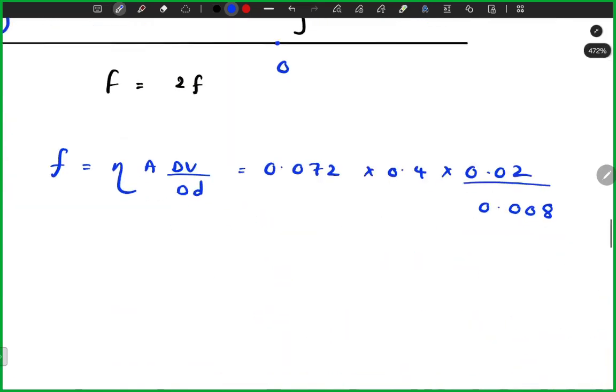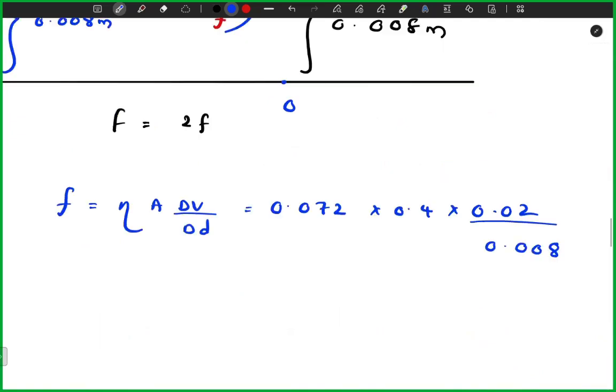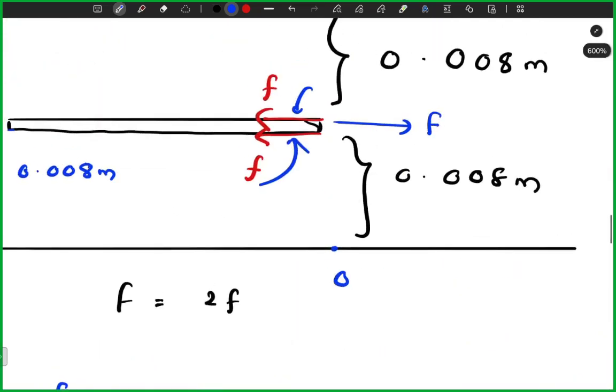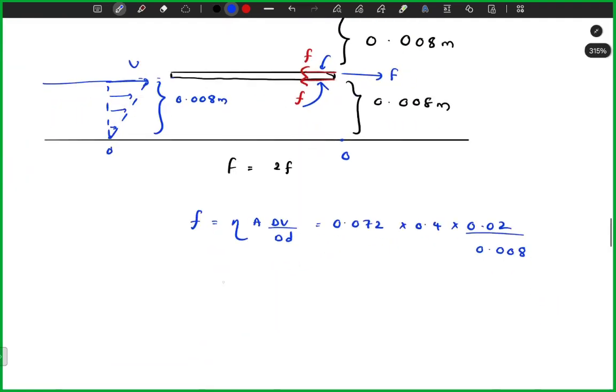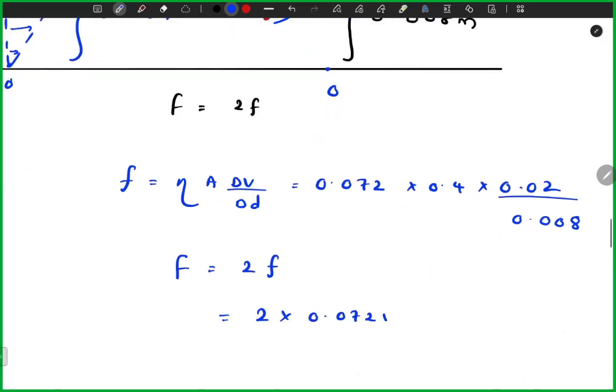Okay. So now we have the viscous force. And we have two such viscous forces acting on that plate backwards. Therefore, the resultant force I have to apply forward is equal to 2 times simple F. So that means 2 times what? What is simple F? 0.072 times 0.4 times 0.02 divided by what? 0.008, right?